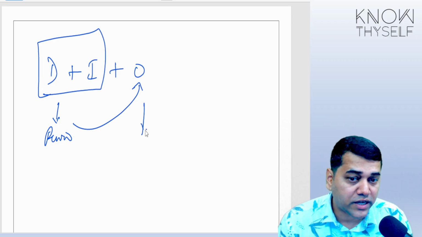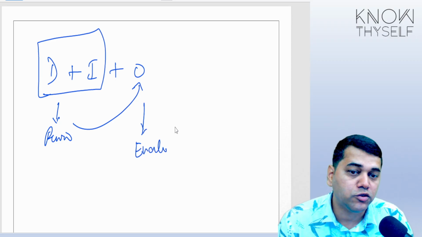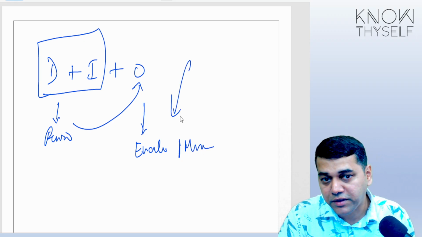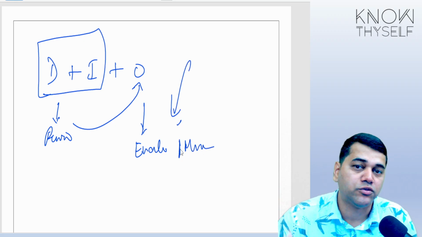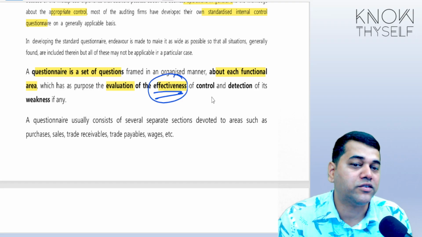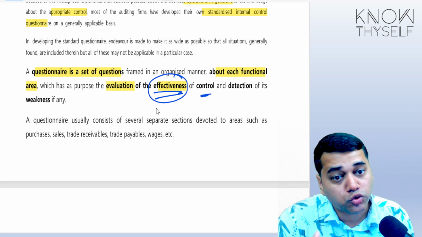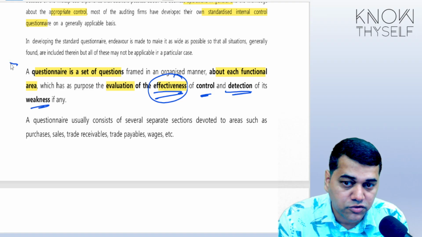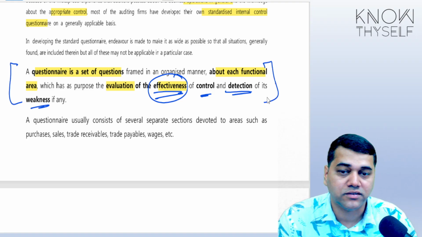Now, what you are trying to do is evaluations. Evaluation includes your measurements. That's why you can use alternative words. You try to get some information, you try to measure that, you try to analyze it. So what you are trying to do is check the effectiveness of the control. That means, is it operating throughout the year? And is there any weakness? I hope it's clear, students. Please mark this. You have to study this.